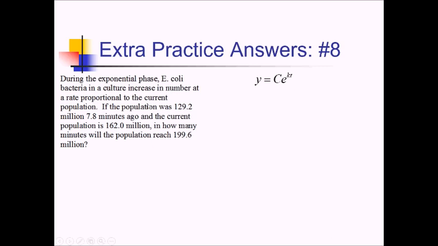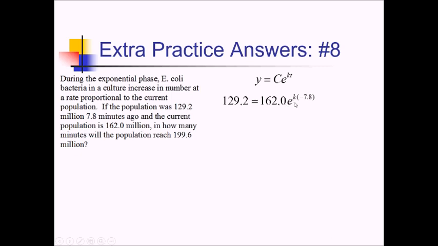So, if the population was 129.2 million, so that's a y value, and that was 7.8 minutes ago, so that's like a negative 7.8 for t. And the current population is 162 million, so that's our c value. So let me put in e then, e to the k times negative 7.8. This is basically saying 7.8 minutes ago, the population, which at time 0 is 162, was 129.2. So this is going to be enough for us to solve for this k value.